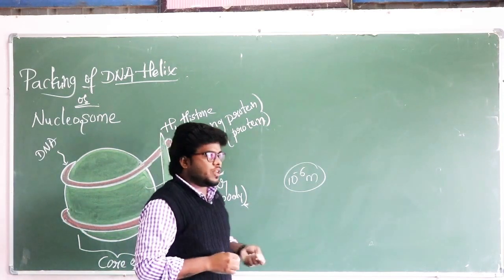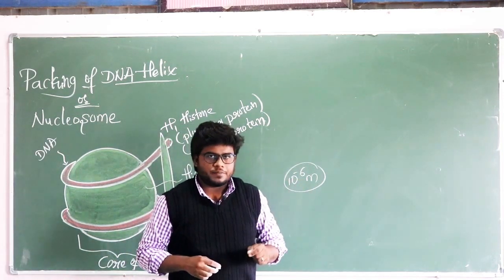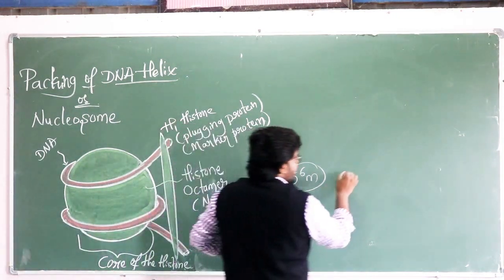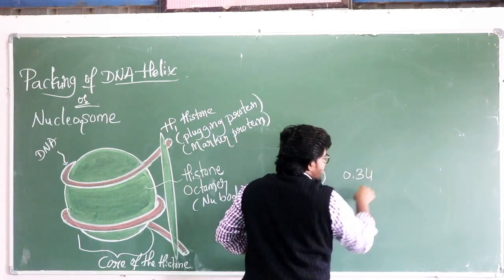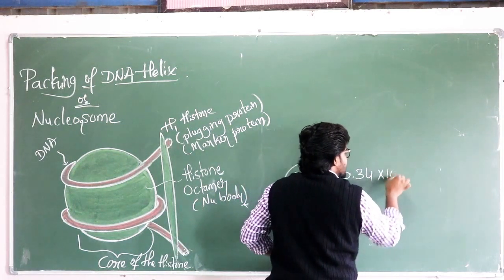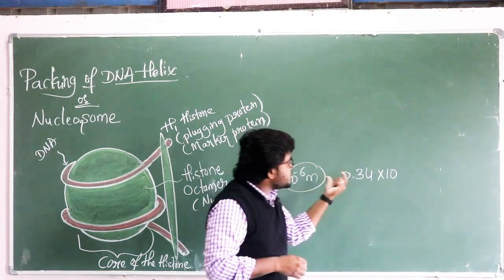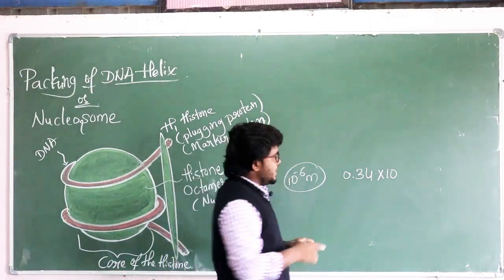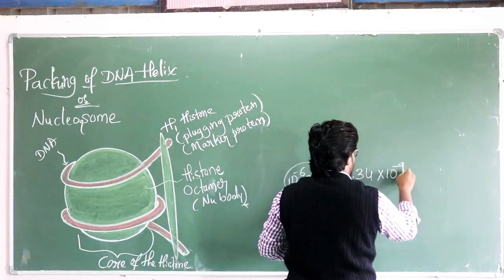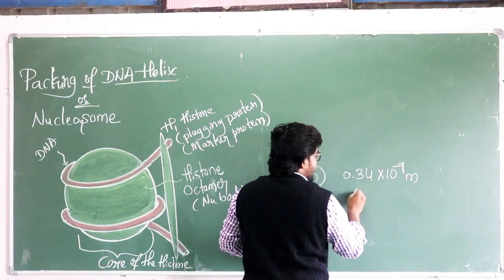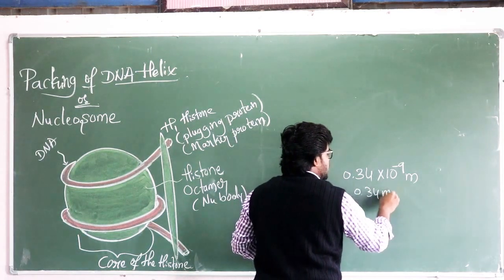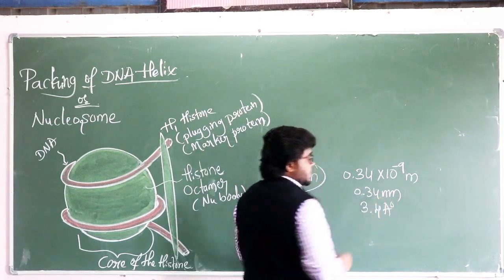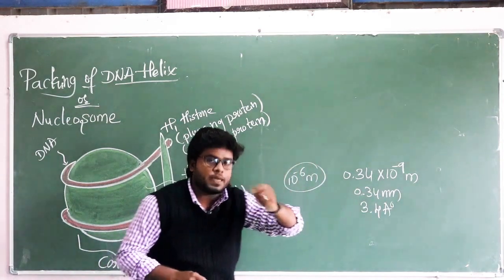Okay, what is the size of the nucleus? It is also in the micrometer. What is the size of one DNA? The distance between each consecutive base pair in a DNA is 0.34 into 10 to the power minus 9 meter, that is 0.34 nanometer, or in other words 3.4 angstrom.